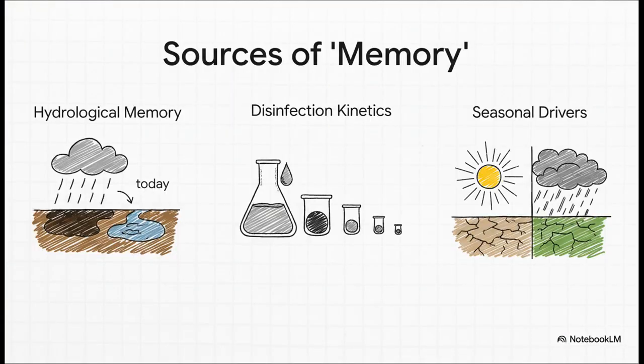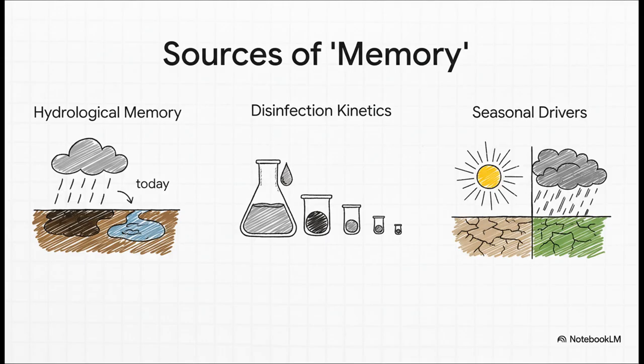This memory isn't just a statistical quirk. It's rooted in real-world physics. In hydrology, if it rained yesterday, the ground is still wet today, and that's going to affect the runoff. In water treatment, the chlorine you add doesn't just disappear, it decays over time, so today's level is a direct result of yesterday's dose.